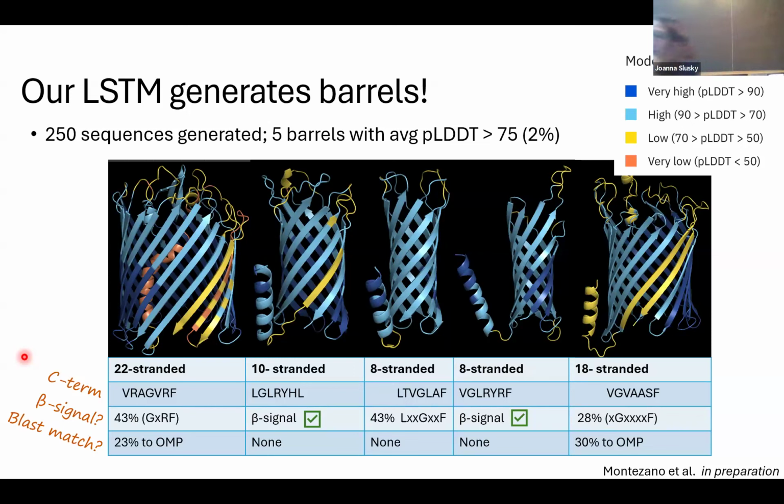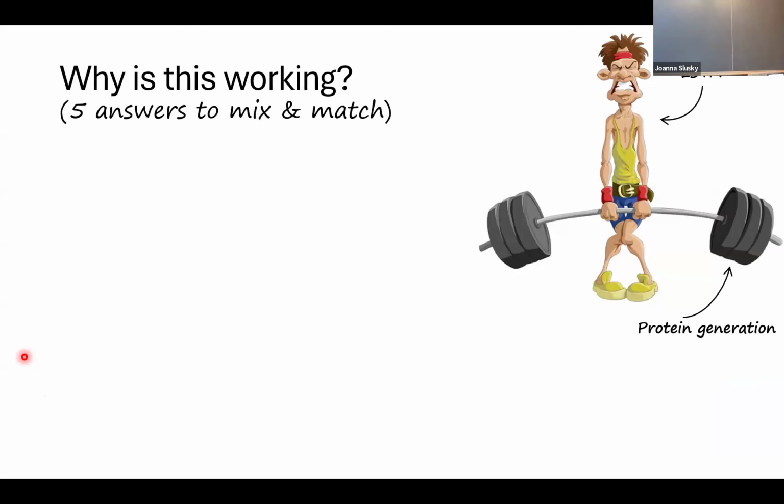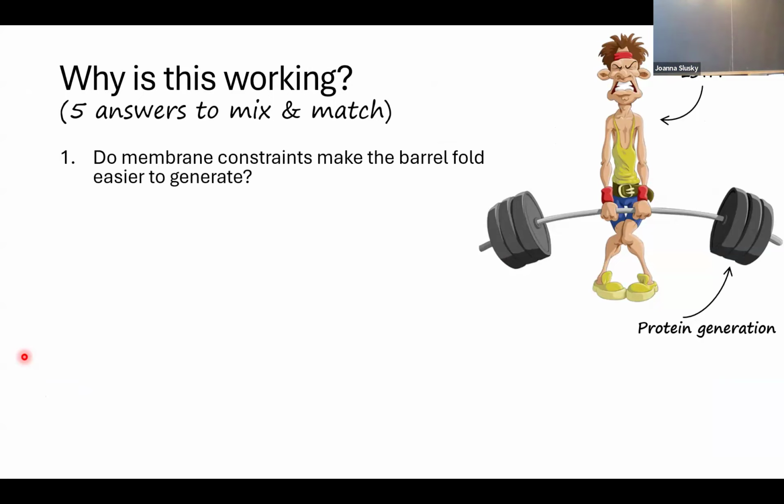And so we were excited to see that these were coming just out of an LSTM, but it kind of made us wonder, why is this working? Because we gave something that we thought was fairly weak a fairly hard job. And so I want to talk about that with you. Here are five answers. I think we can sort of mix and match these. More than one might be true.